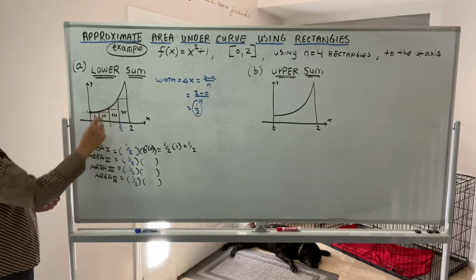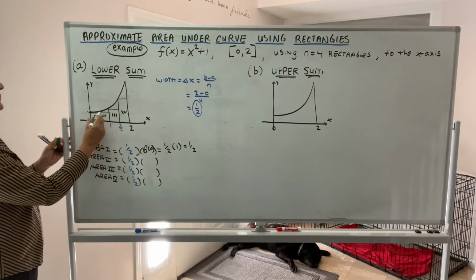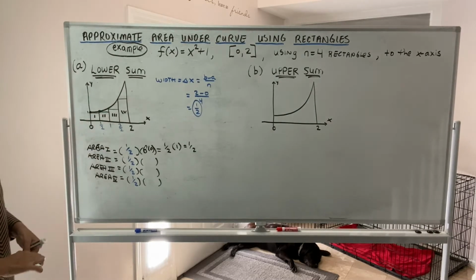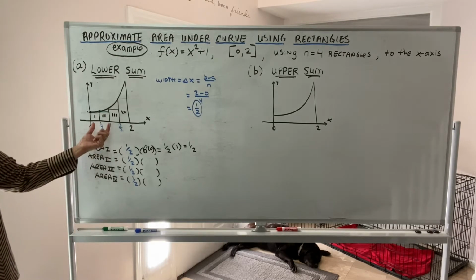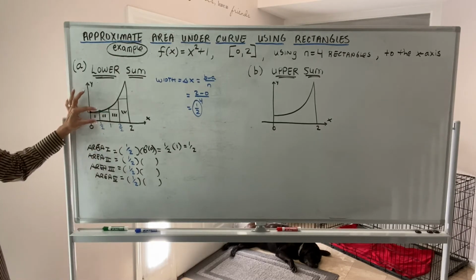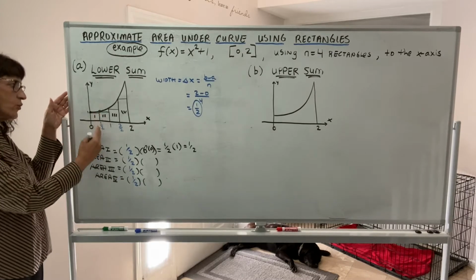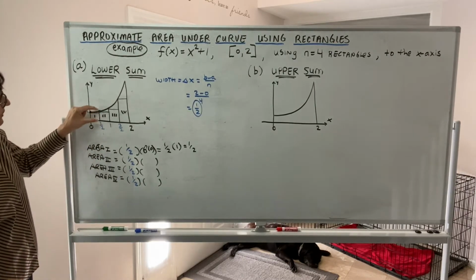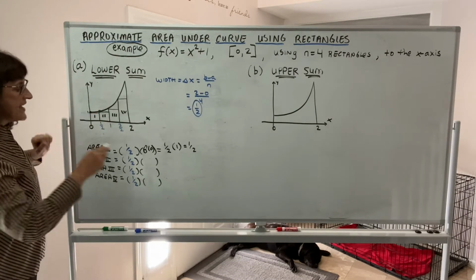What is the height of our second rectangle? Well, here's the top of our second rectangle, and look where it hits the curve. So the height of the second rectangle, the width is 1/2, and the height is going to be the y-coordinate generated when x is 1/2. In other words, the height of the rectangle is the function value at 1/2.